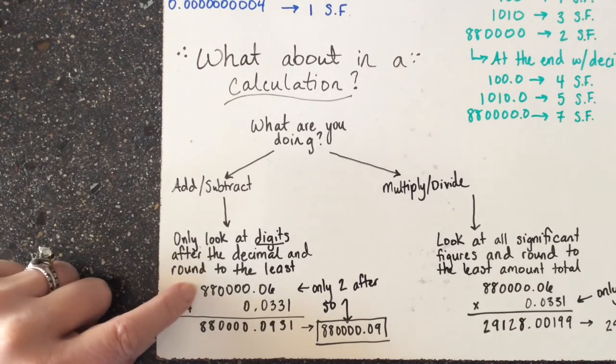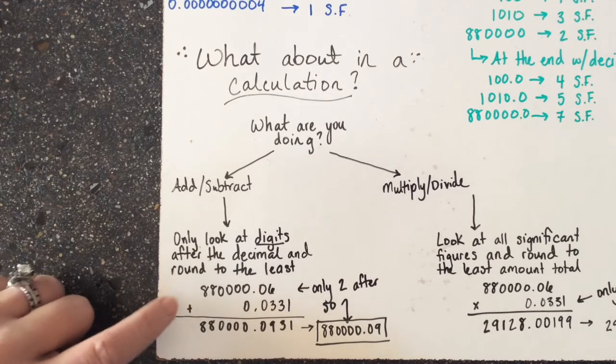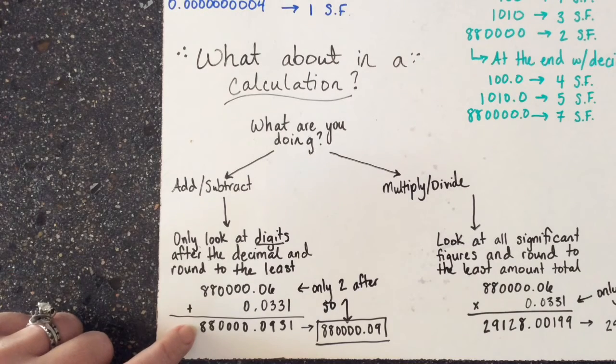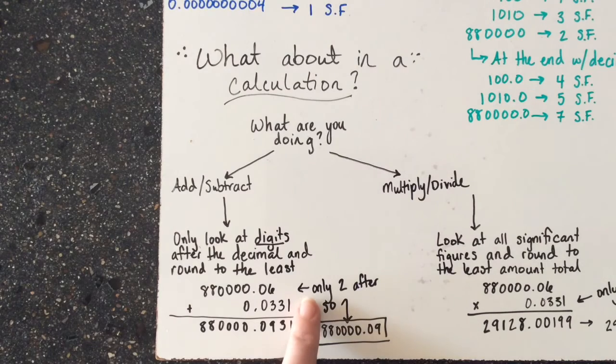So the example, 880,000.06 plus 0.0331 would give you 880,000.0931, but with our rules, we see that the first number only has 2 digits after the decimal, while the second one has 4, which means we need to round our answer to the one that has the least amount, which is the one that only has 2. So our answer rounds to 880,000.09 with 2 digits after the decimal.